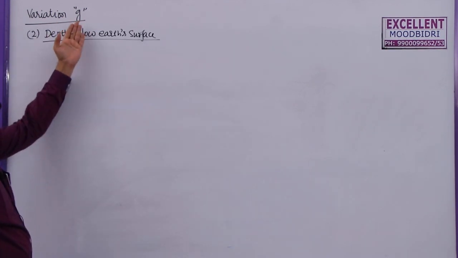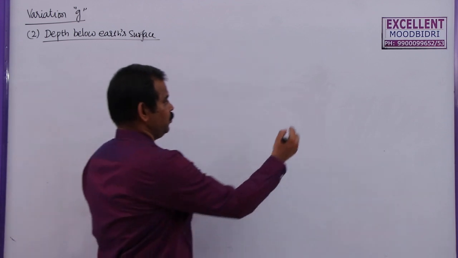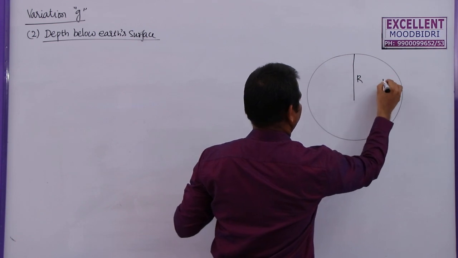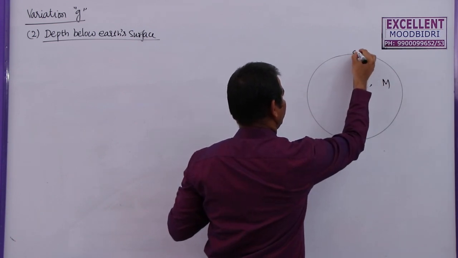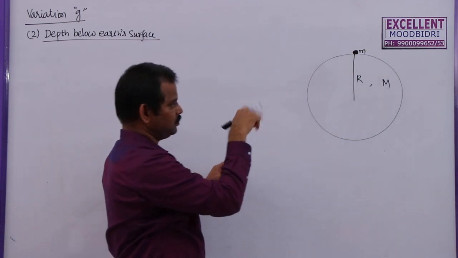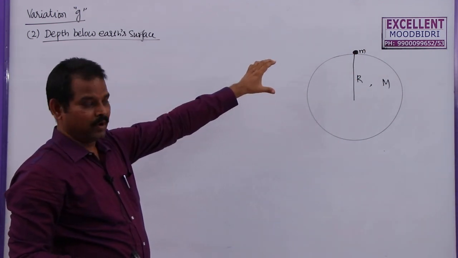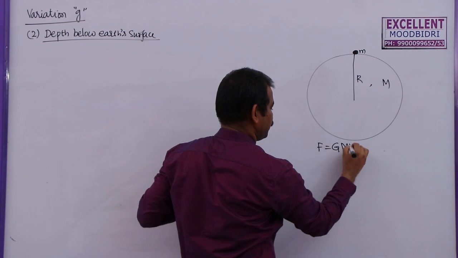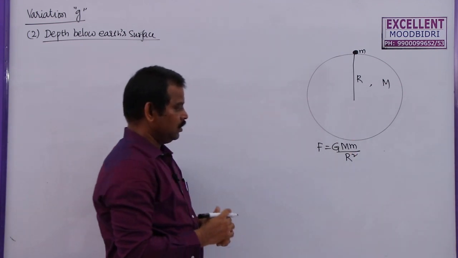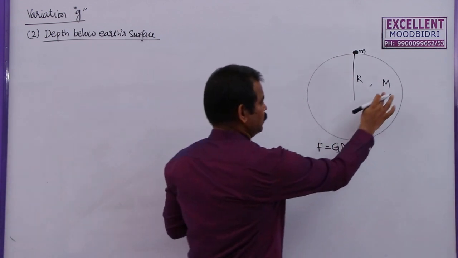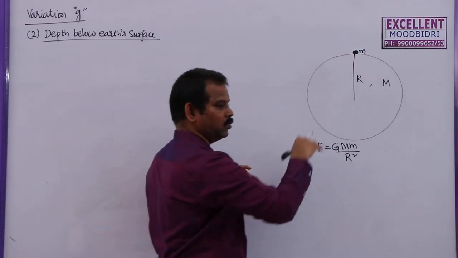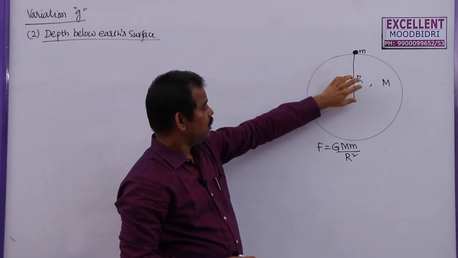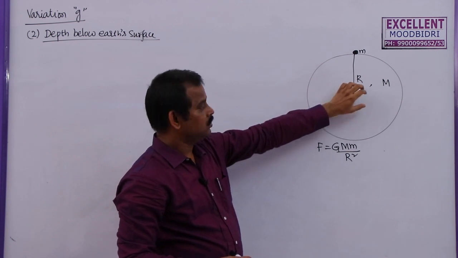Second one, variation of small g with depth below the earth's surface. We know that this is our earth of radius R with mass M. Now if you keep a body of mass m here, what is the small g value, or what is the force of attraction between these two bodies? First of all, F is given by capital G, capital M, small m by R square. Now we know that the density of earth is actually not uniform throughout its volume, because here density is more. As you go down, density gradually decreases, and at the center you may get a plasma state. That's why density is not uniform.